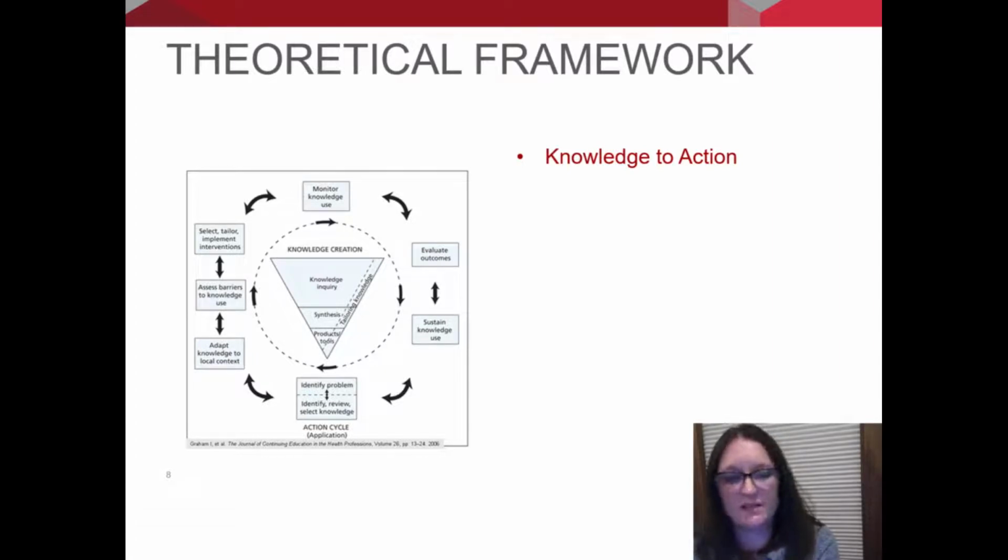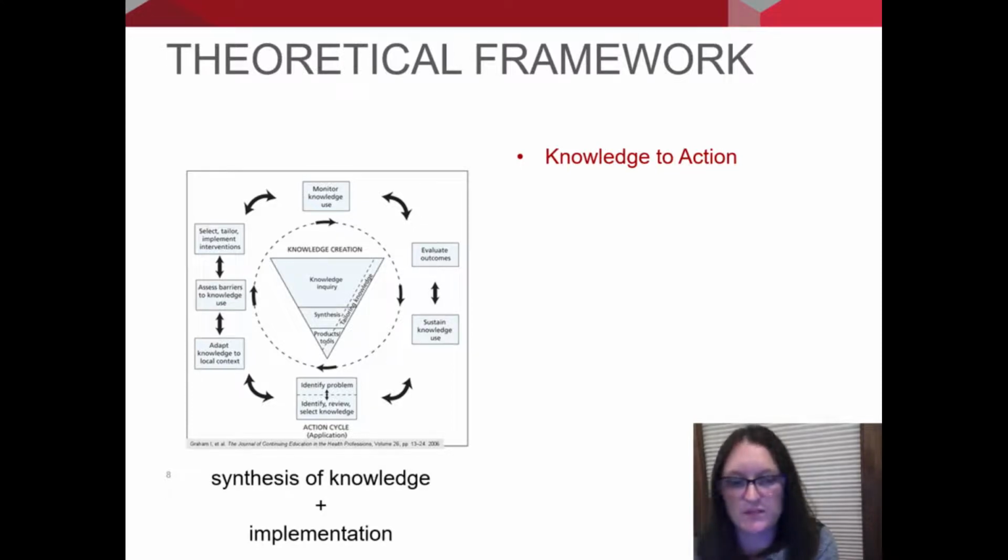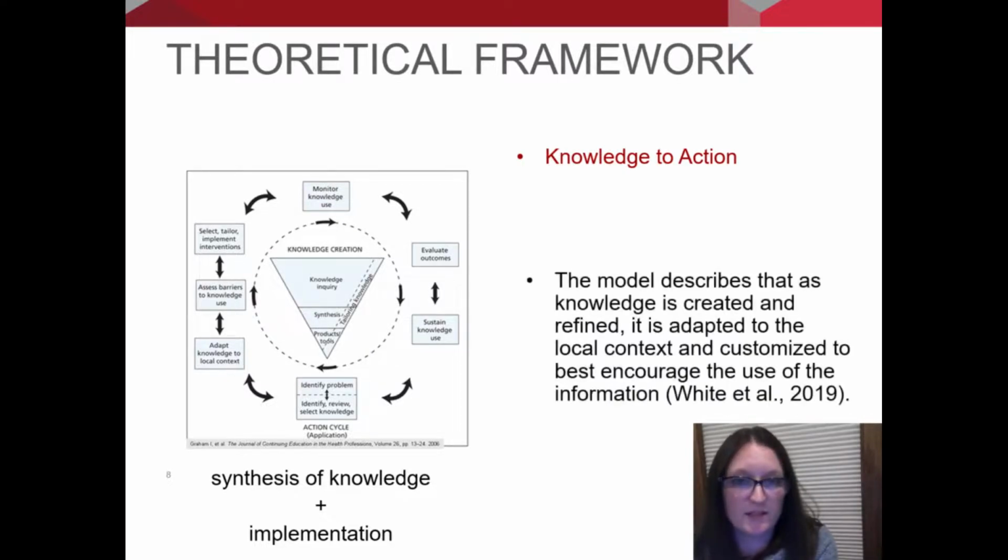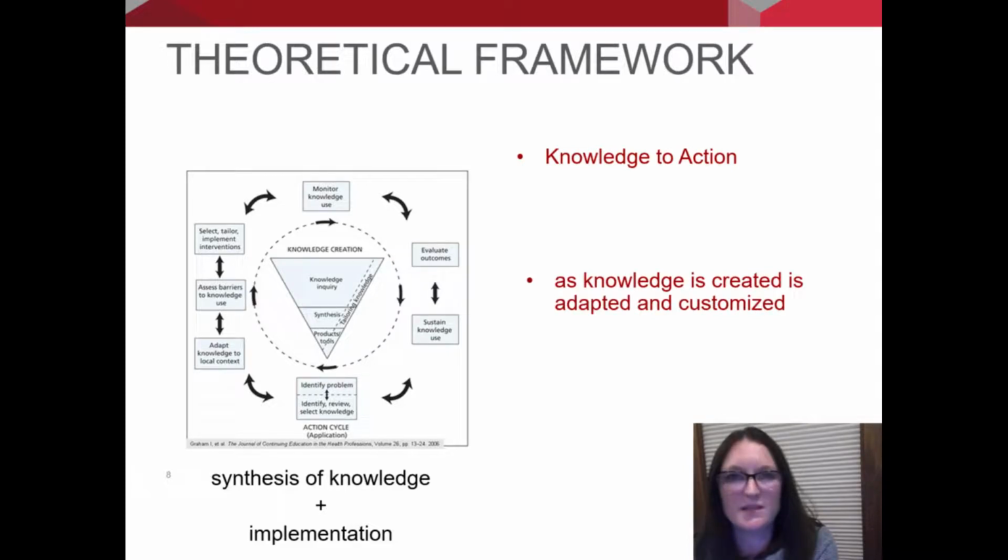That's when the knowledge exits the center circle and now breaks out into the outer circle. From here, the knowledge ebbs and flows through this ring all the way around the outside. We evaluate the outcomes, we assess the barriers, we look at different interventions, and we really do adjust this to the way that we need to use it. We continue to monitor the results as we use this knowledge. This model really focuses on synthesizing the knowledge and implementing it into practice. And to simplify this and to state it more directly, this model describes that as knowledge is created and refined, it's adapted to the local context and customized to be best utilized in that specific context.